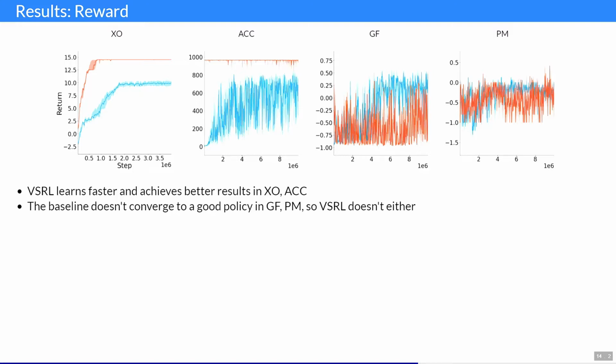VSRL is able very quickly to learn a good policy, and in the XO environment, because the environment wrapper removes the need to penalize the agent for being unsafe, it doesn't become overly cautious, and so it's able to explore and acquire all of the X's in the environment and achieve the optimal amount of reward, even though it has to get near the unsafe O's to do so. In the final 2 environments, the goal finding and point mass environments, the baseline method, PPO, isn't able to successfully learn a policy to perform these tasks well, and so VSRL remains safe but also doesn't converge to a better policy.